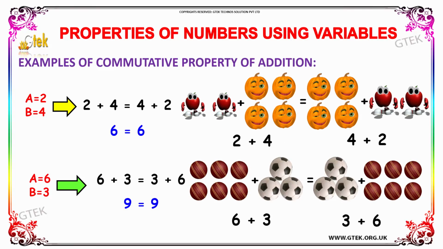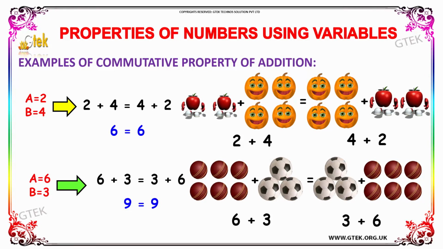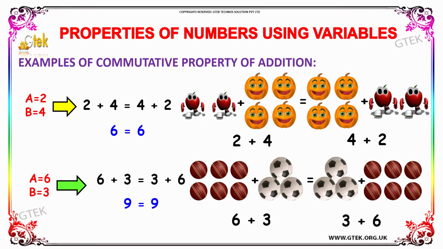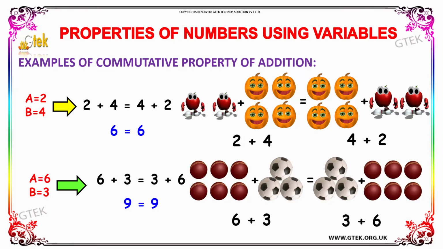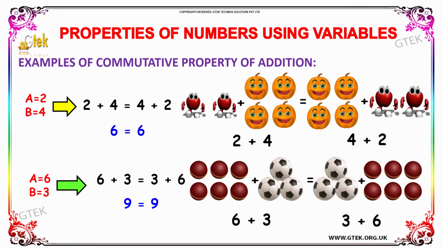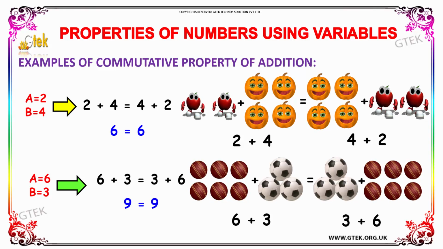Now let's see some examples of the commutative property of addition. We have the value of A as 2 and the value of B as 4. As the property implies, 2 plus 4 equals 4 plus 2, which is equal to 6 on both sides. To represent this, we have 2 apples over here and 4 oranges over here. So 2 plus 4 equals 4 plus 2.